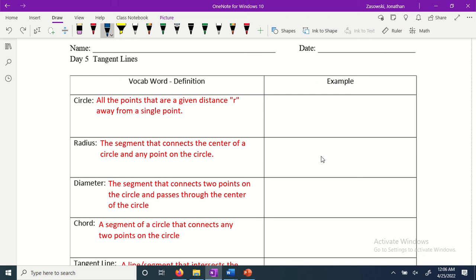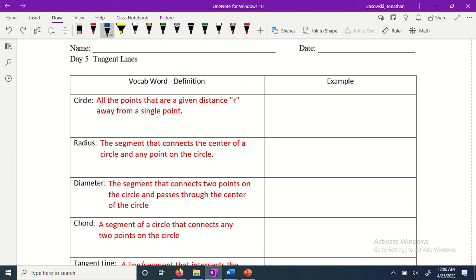All right, welcome to day 5, which is going to be on tangent lines. I'm going to ask you guys to go ahead and pause, fill in the notes here and the definitions out of your paper, and then when you get down to the bottom, just go ahead and play, and we'll go through and talk about the examples and draw some pictures here.